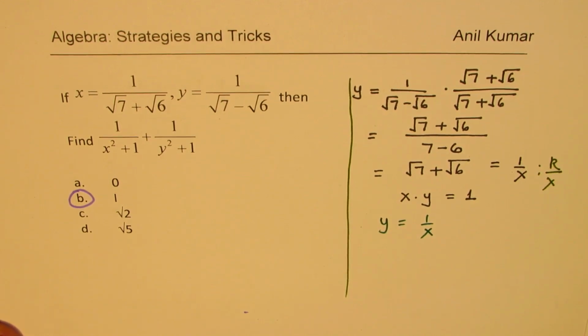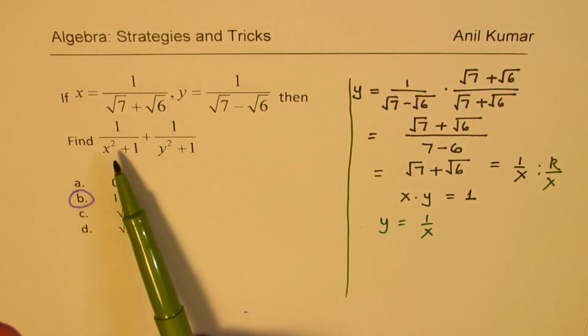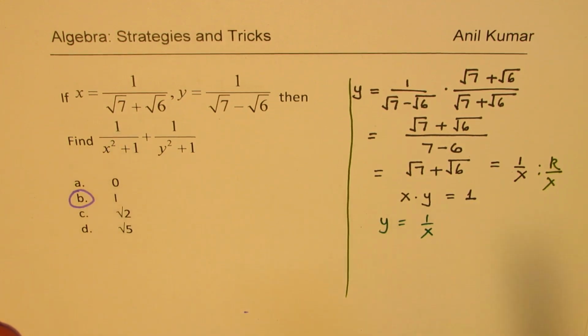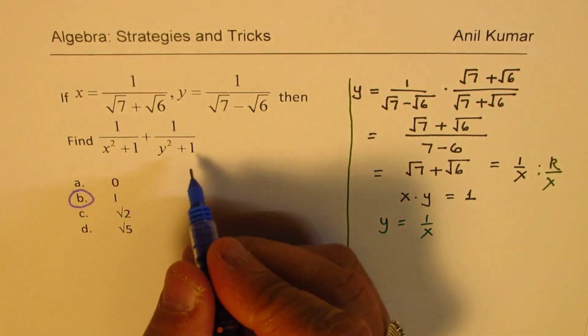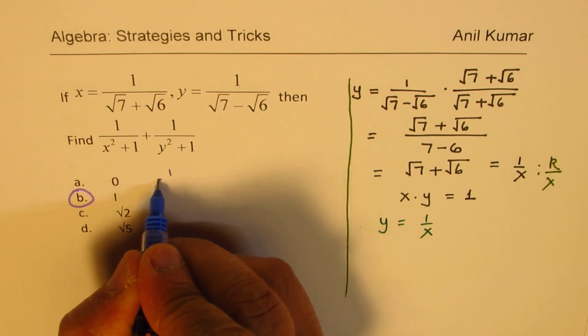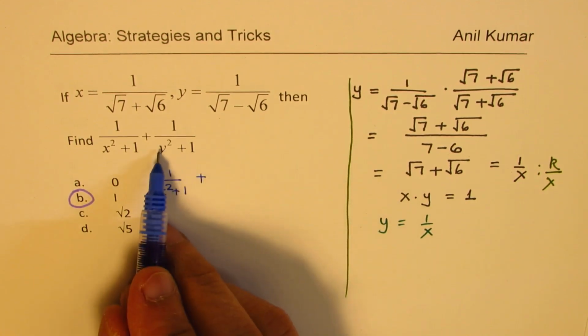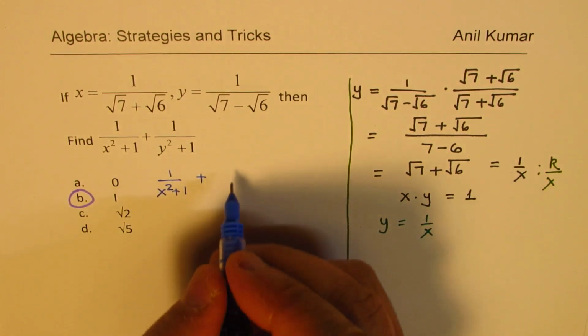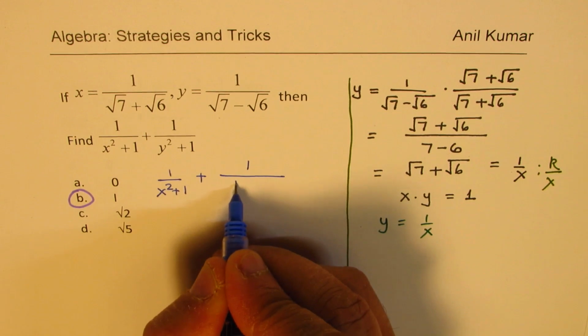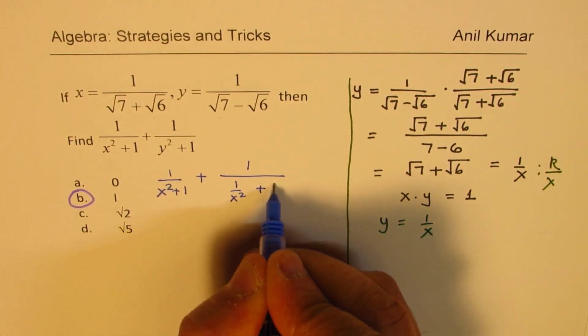Okay, now, how does that help to solve such a question? We need to find 1 over x squared plus 1 plus 1 over y squared plus 1. How do we do that? So let's rewrite this. The first expression, let's keep it as such. Y squared, I'm writing as 1 over x squared. So I could write this as 1 over x squared plus 1.